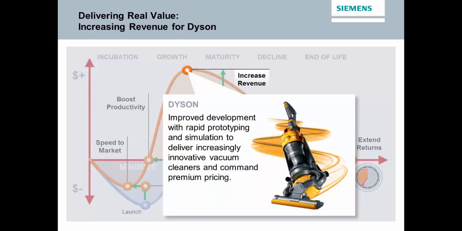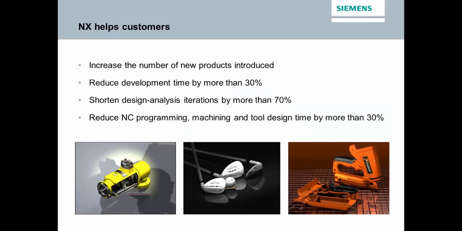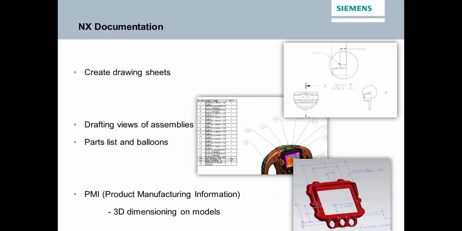And Dyson, highly recognized out there in the industry today, were able to improve their overall development, being able to look at more innovative designs and keeping the premium pricing that they demand out there today. So NX helps customers increase the number of new products introduced, reduce development time by as much as 30%, shorten design analysis iterations, and reduce NC programming and machining and tool design time. So an incredibly powerful tool to make more profitability for your company.